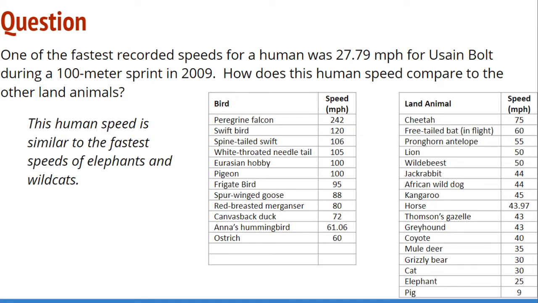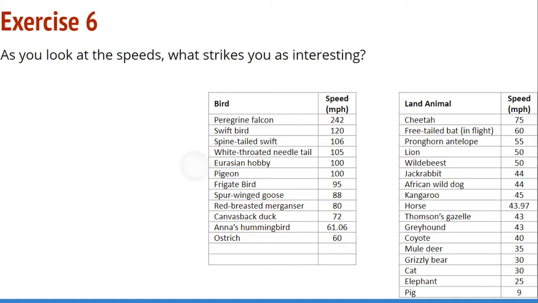Well, 27.79, that gets him in kind of at the bottom of the recorded land animals. It kind of is the same, a little bit faster than an elephant and maybe a little bit smaller than wildcats. And Usain Bolt was considered to be one of the fastest humans ever. So that gives you an idea there.